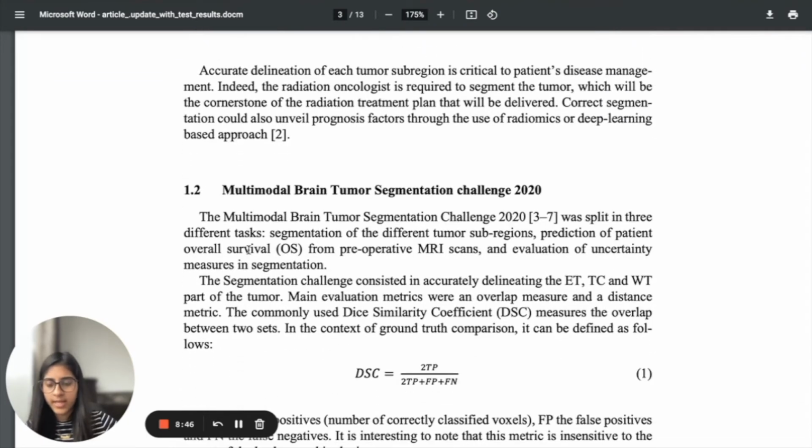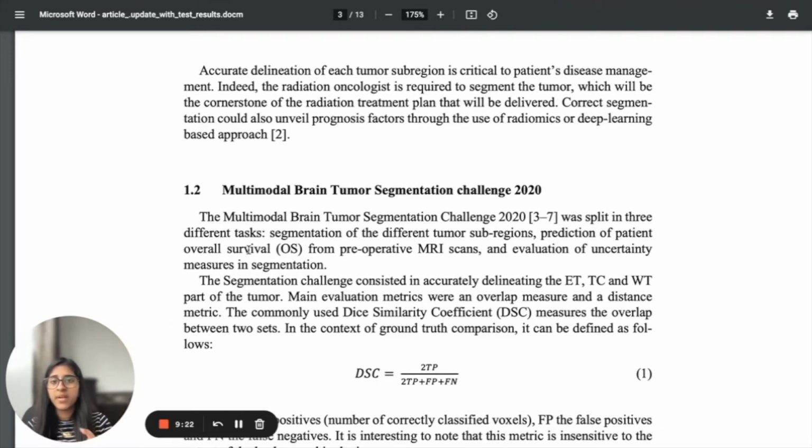So then we look at 1.2, and it says that the challenge was split into 3 different tasks. There was a segmentation of different tumor subregions. There was the prediction of patient overall survival from preoperative MRI scans, so basically checking if they're going to survive or not depending on the MRI scan. And then the evaluation of how uncertain or inaccurate the current manual segmentations are, because that's the status quo. And so we're segmenting out the enhanced tumor, the tumor core, and the whole tumor in the brain.